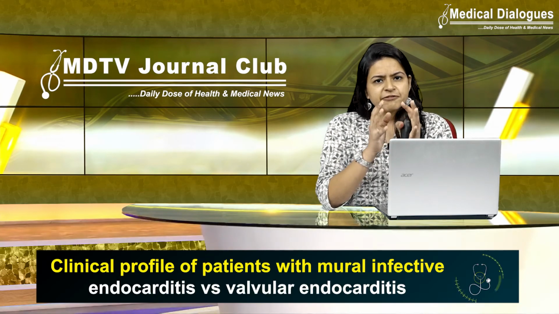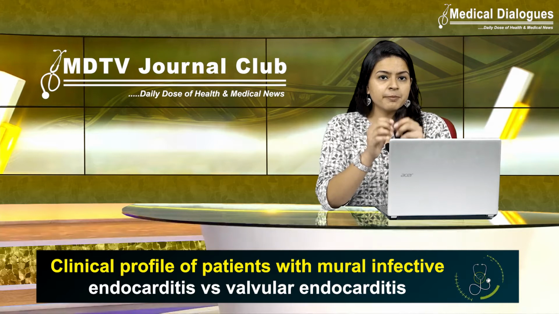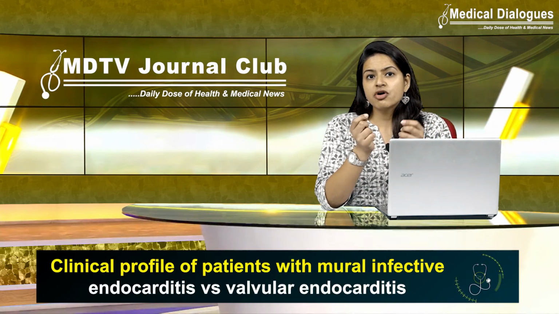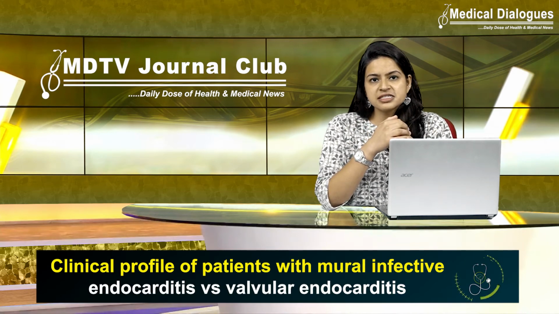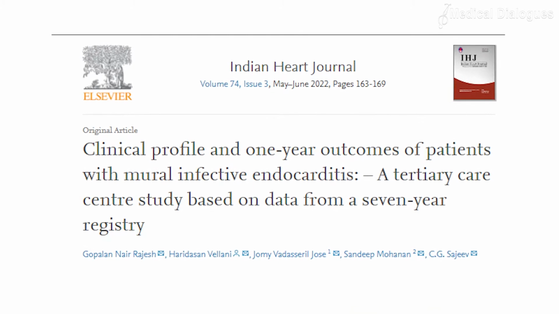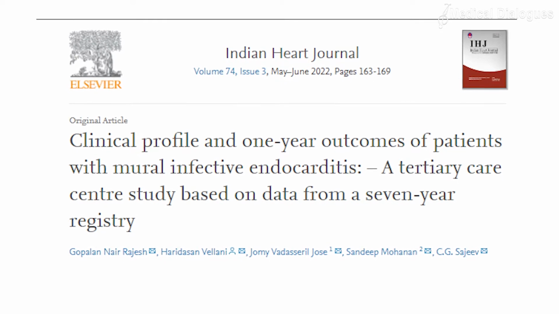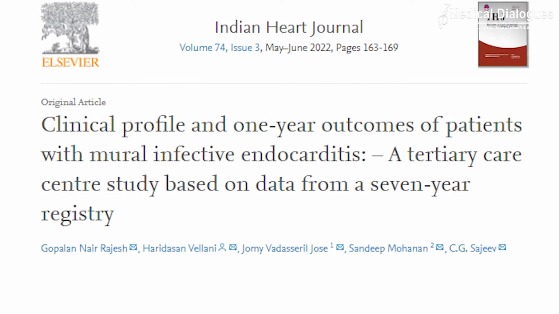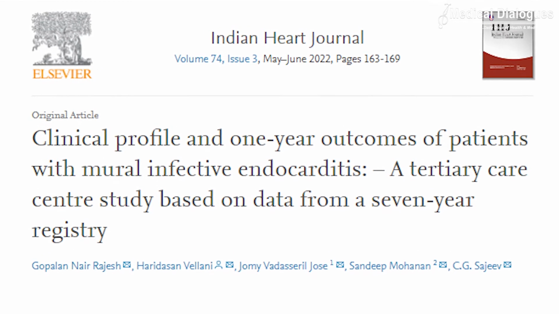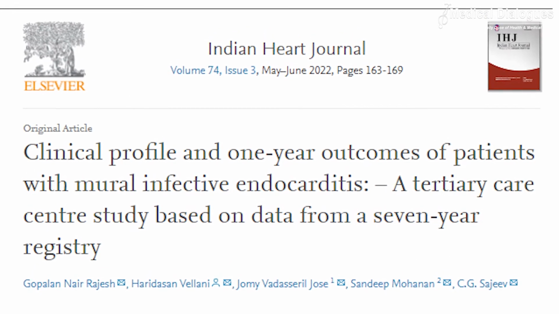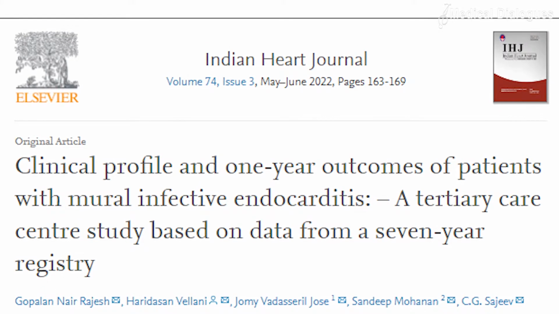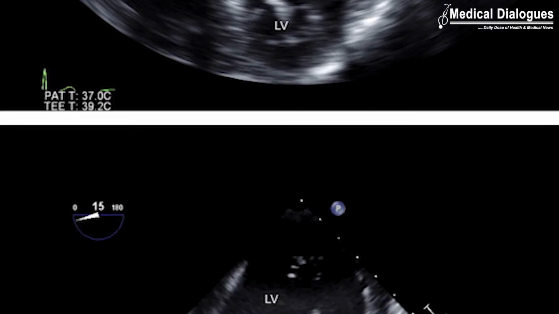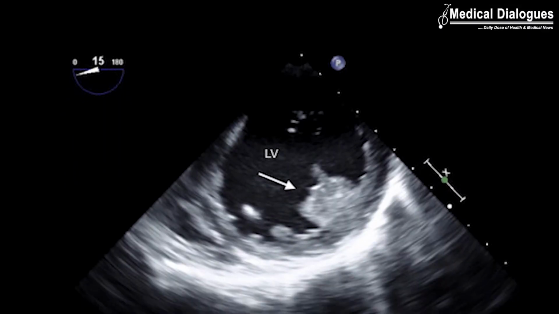Now, there are very few studies available comparing mural infective endocarditis with the commoner valvular or device-related infective endocarditis. So, to analyze the clinical features, the microbiological profile, as well as the clinical course of mural endocarditis in comparison to valvular endocarditis, the present study that I'm talking about was published in the Indian Heart Journal, and the study revealed that mural endocarditis is equally risky and fatal as valvular endocarditis.